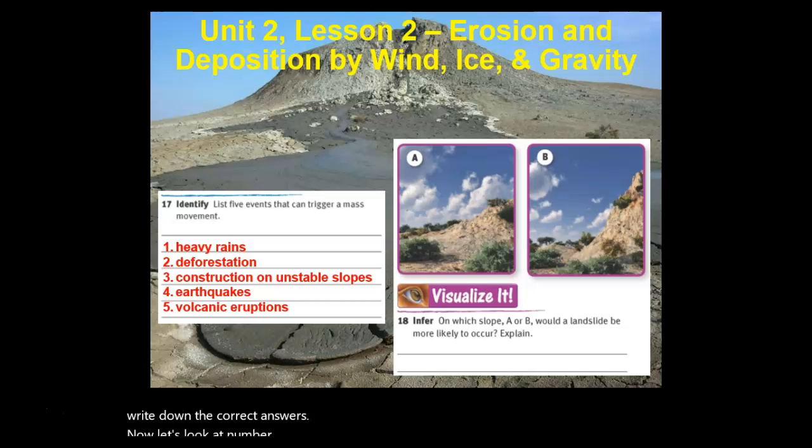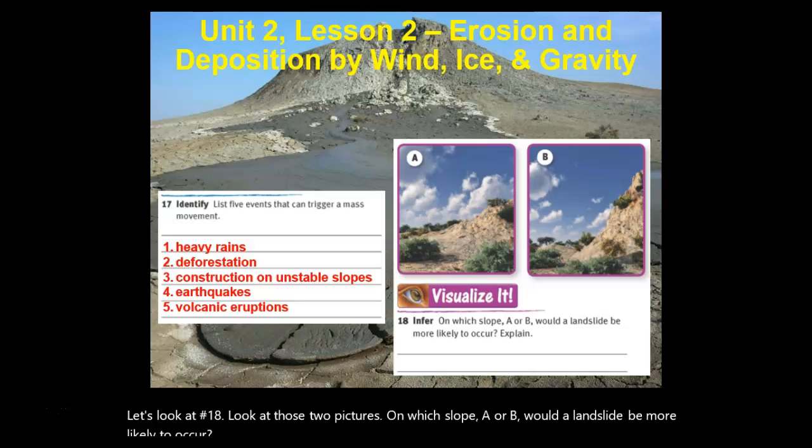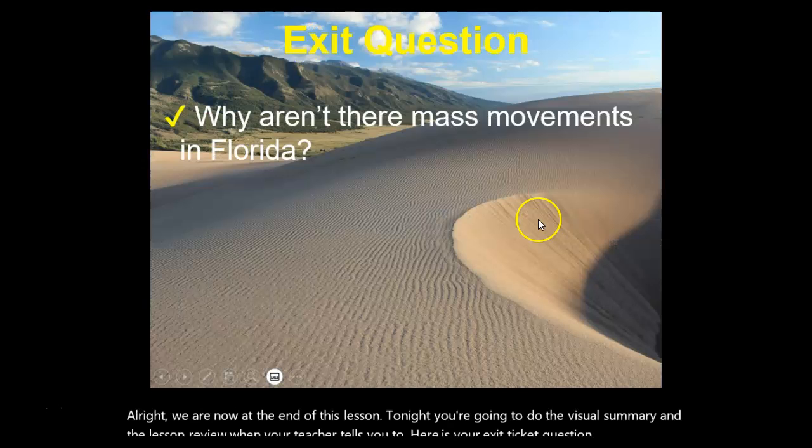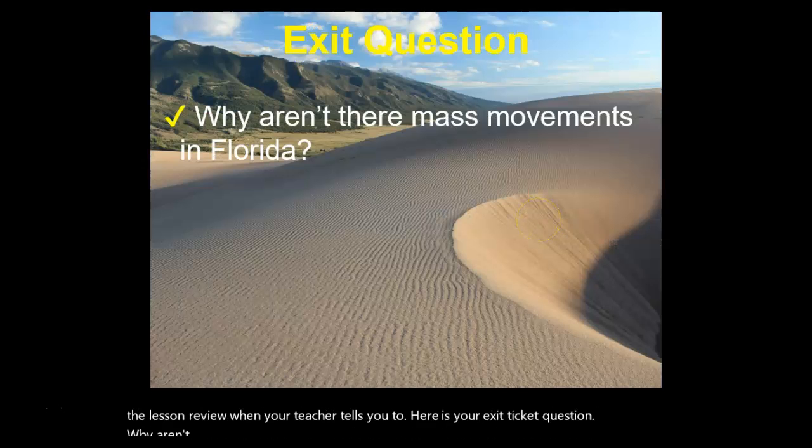Look at those two pictures. On which slope, A or B, would a landslide be more likely to occur? What do you think? Did you say B? Yes, because it has a steeper slope. Why aren't there mass movements in Florida?